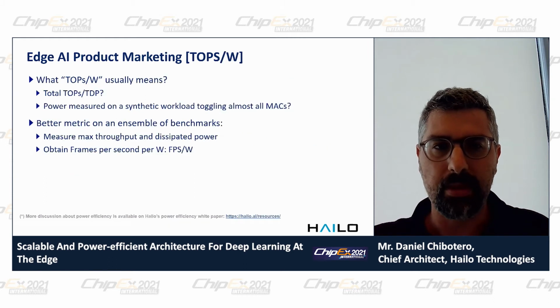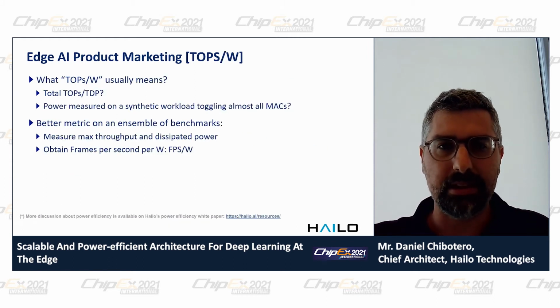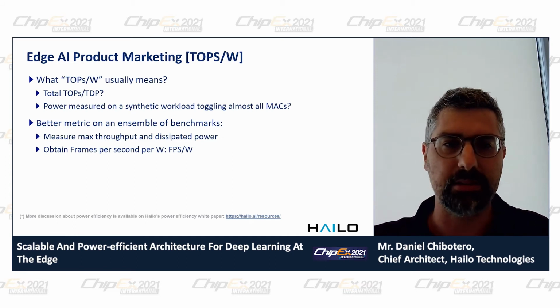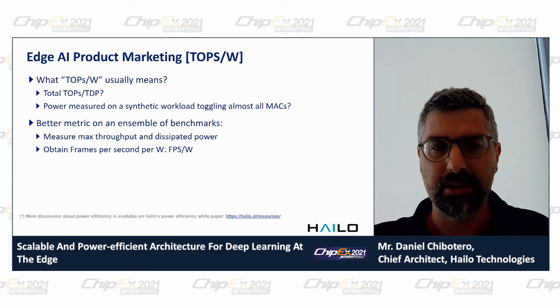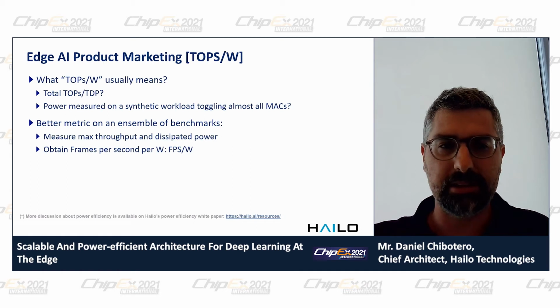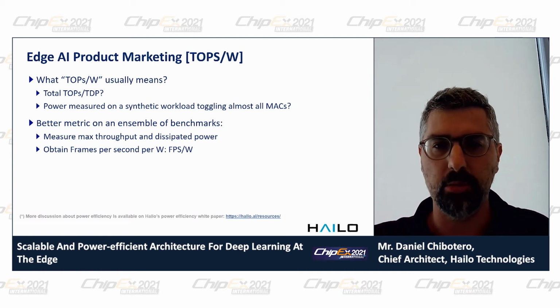The second marketing figure is TOPS per watt. And this figure is not well defined. For some products, it's the total TOPS divided by the TDP of the product. For other products, this is a power measured on some synthetic workload that is toggling almost all the MACs. And as I said, toggling all the MACs is not achievable.